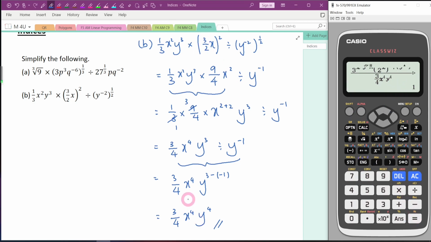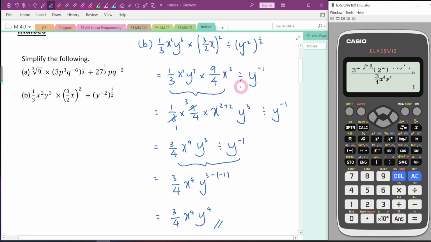We did it correctly. Is this just a coincidence? Let's try other values. Set the value of x to negative 8, for example, and y, let's try a decimal, 0.123. Is this equal to 1? So this means that we did it correctly. Okay, this is how we use our calculator to check the answer for this type of question.